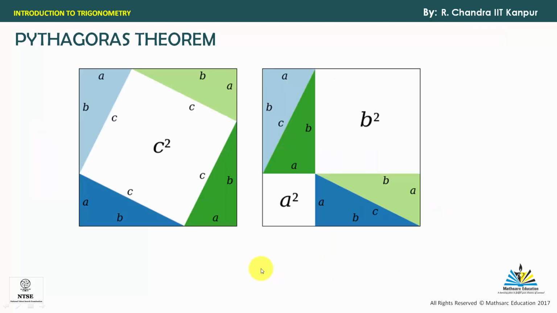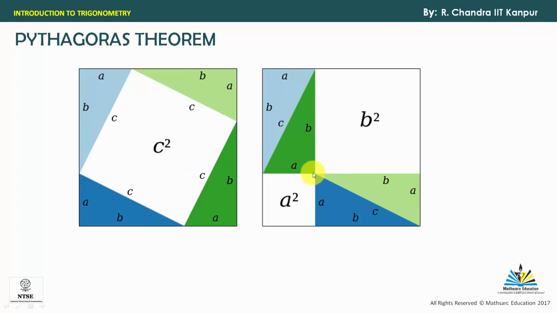Let's prove it. As we can see, here is a square of length A plus B, and you can see there are four identical triangles, and the area of this blank space is C square. Now if we move this triangle this way, then you will get this geometry, and if we move this triangle below and to the right side, then you will get this geometry. So you can see there is still a vacant area, and the vacant area in this case is also equal to C square. How is it?